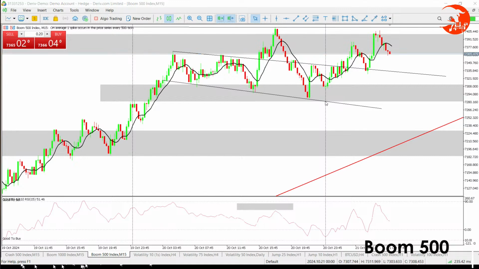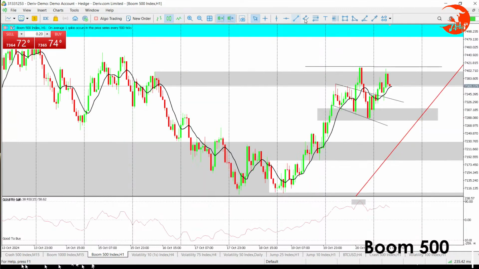M15 is also showing us that sales are somehow still on. So this is Bull 500. We'll just wait for the buys to start. All right, so I want to leave this at this level at actually H1, and then we will be coming back to check how it has performed, if we have entries or not.